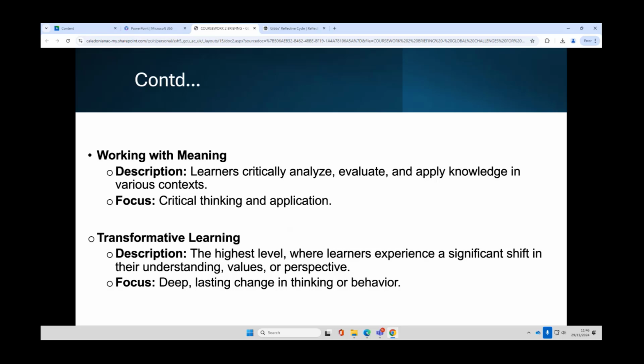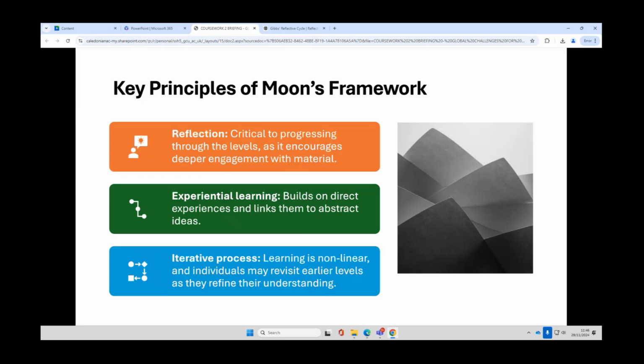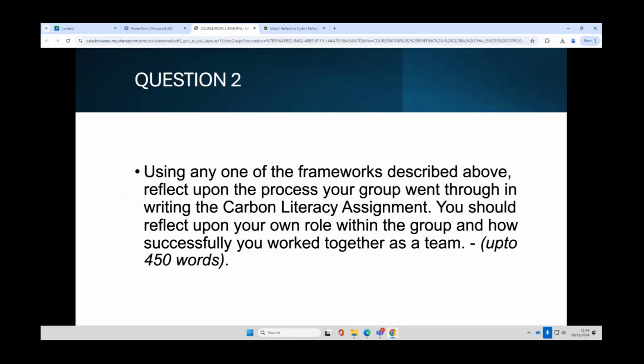I'm not saying that you should not use any other kind of frameworks. You can use any one of the three, but I believe the Gibbs one would be maybe more suitable. Have a discussion with your seminar tutor if you want to have a chat about that. If you want to have a chat about this with me, I'm happy to do that as well. So reflection, experiential learning, and iterative process going back and forth are the key principles. Okay, so that's all about the three frameworks. You can use any one of them.